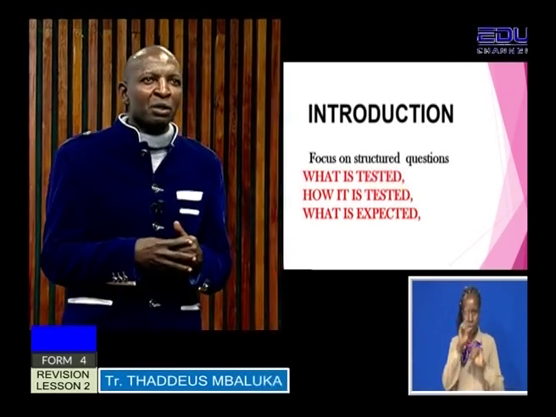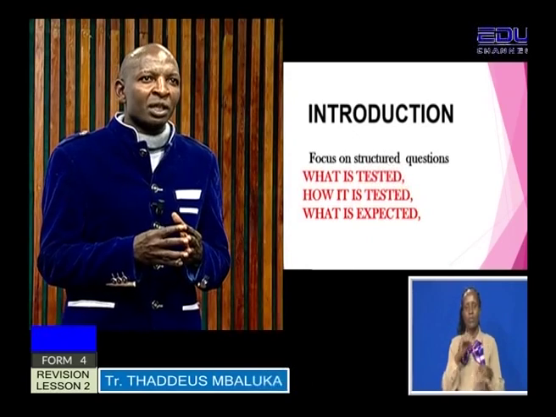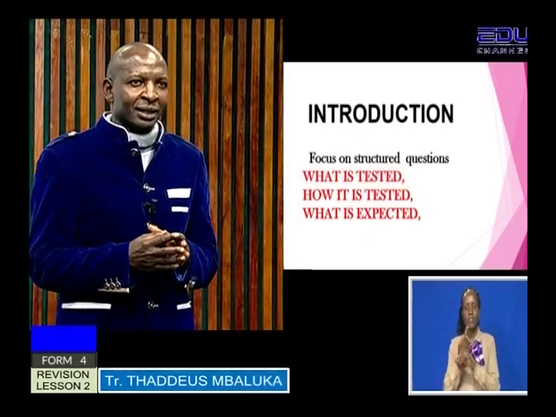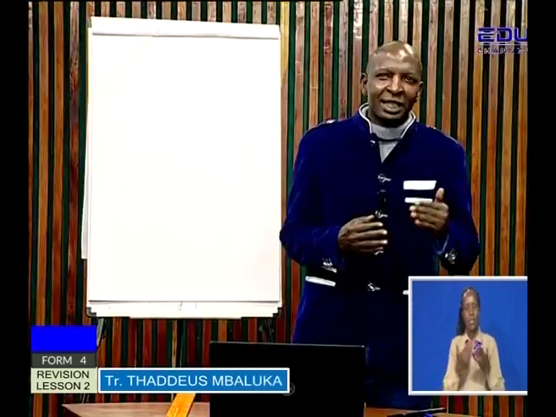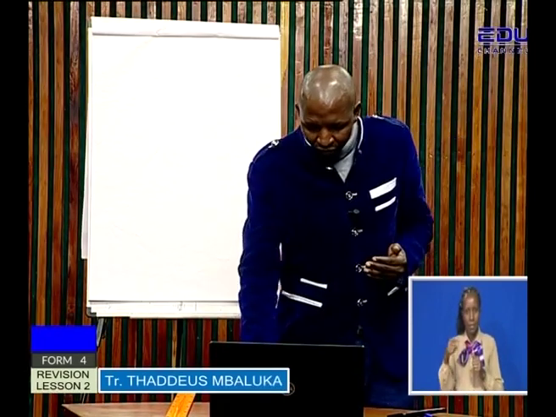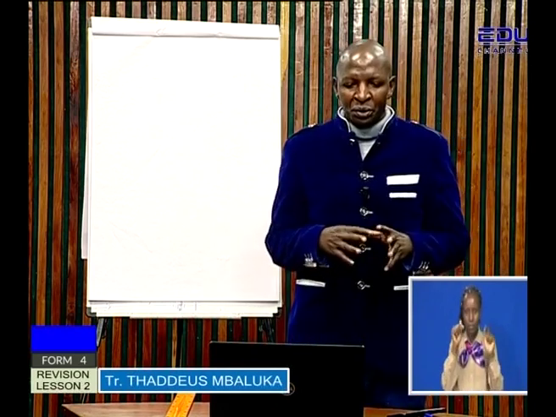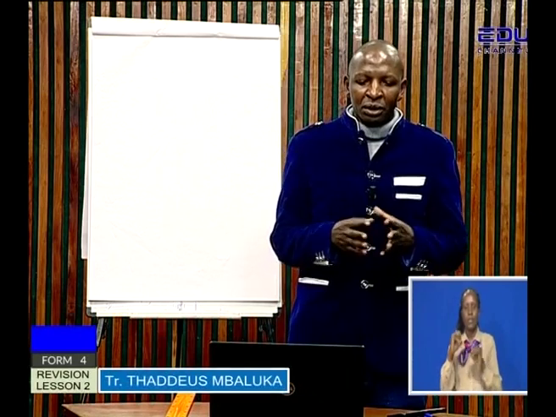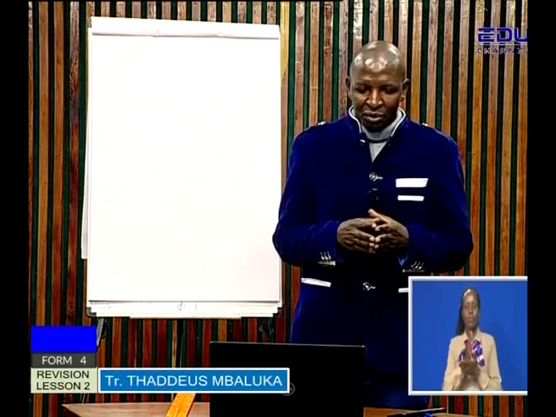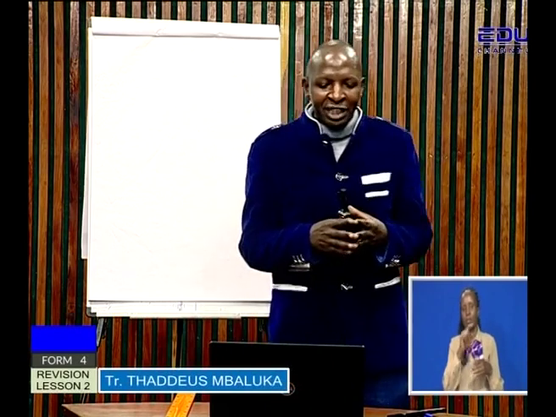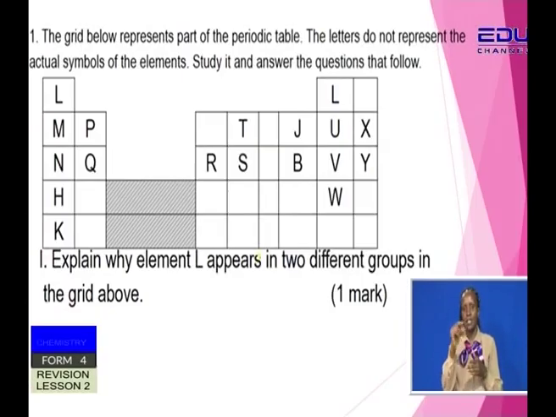These are questions whereby you're going to find one question which has several parts and may have more than 10 marks. So our focus today, we are going to navigate through the periodic table. And the question we have here is that the grid below represents part of the periodic table. The letters do not represent the actual symbols of the elements. You study it and answer the questions that follow.